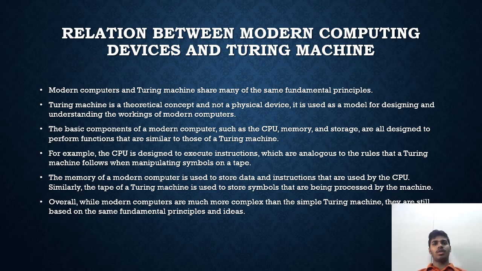Generally, we use this Turing machine to validate a string, whether the string is accepted by the machine or not. And overall, while modern computers are much more complex than the simple Turing machine, they are still based on the same fundamental principles and ideas. They didn't change any ideas they were following before, but comparatively, the Turing machine is less complex and simpler when compared to modern computers.